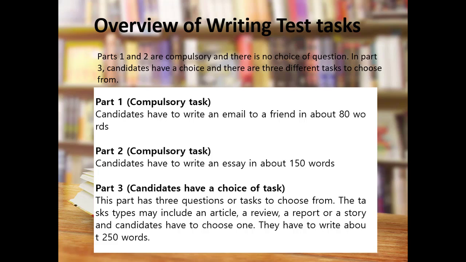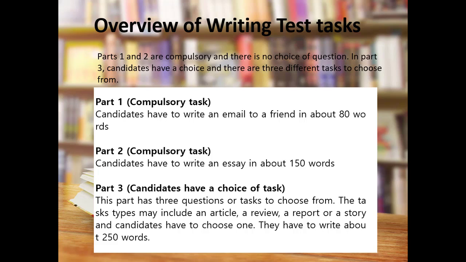Meanwhile, in part 3, you have a choice and there are 3 different tasks to choose from. Okay, I mentioned to you earlier. So we go further down here. Okay, part 1, it is a compulsory task. Students have to write an email to a friend in about 80 words. Part 2 is also a compulsory task. Students have to write an essay in about 150 words.